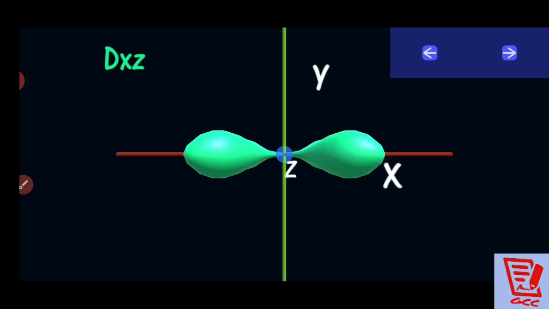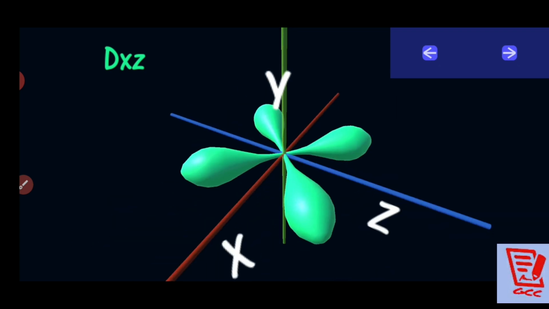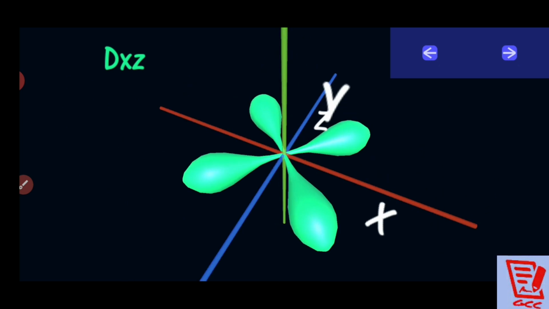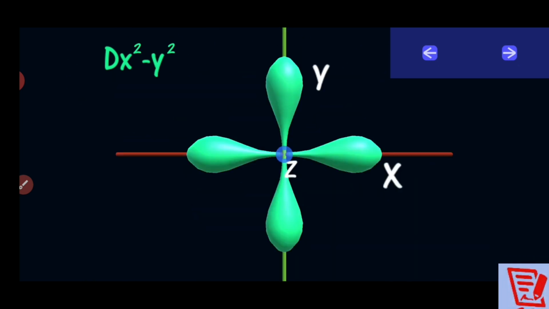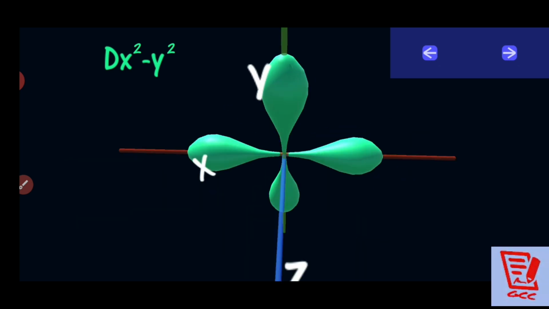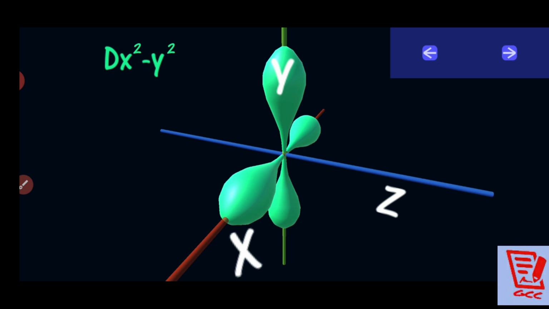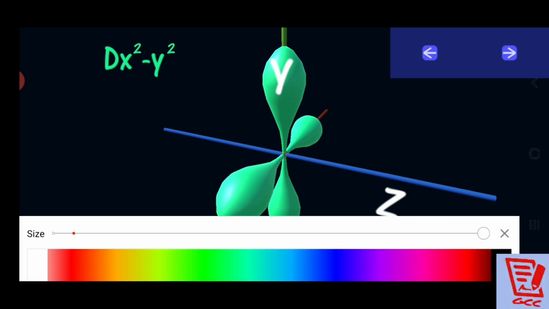Next one is dxz. Okay, now look carefully. Yes, visible. dxz. Okay, in the dxz orbital. Next one you see, all of you. Now dx square minus y square. Beta, what is the difference in this? You see here all the orbitals are on the line. Where is it?